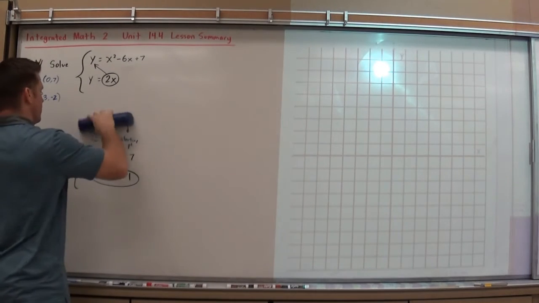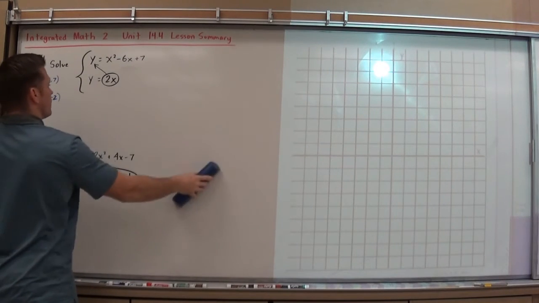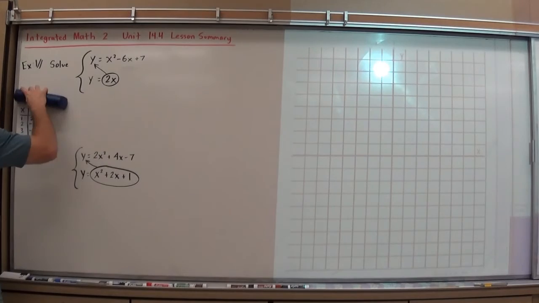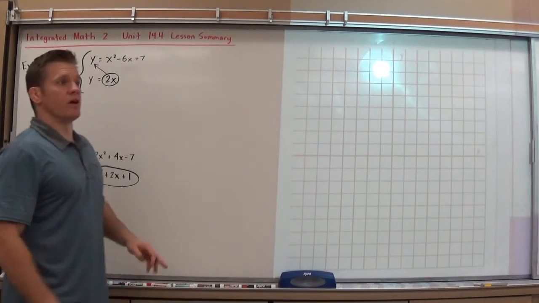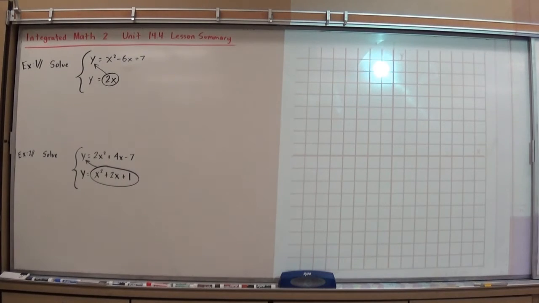And it's going to be a similar process, only this time I'm graphing two quadratics. So I'm going to have two U-shaped parabolas hopefully intercepting somewhere. So let's give it a shot. I have y equals 2x squared plus 4x minus 7, and y equals x squared plus 2x plus 1. Let's start by graphing the first quadratic.